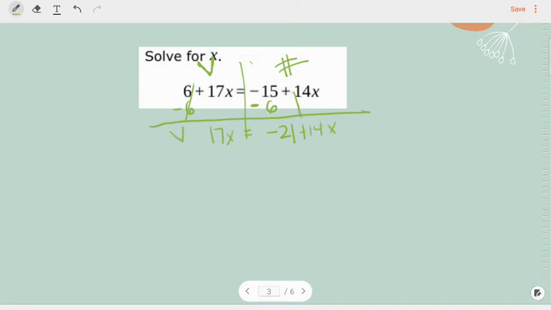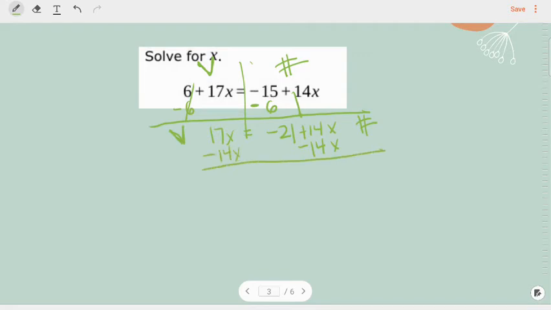Well, remember, this was my variable side, but this was supposed to be my plain old number side. What doesn't belong? The thing that doesn't belong is the thing with the variable. So I need to get rid of plus 14x. How do I get rid of it? Since it's a positive, I'm going to subtract it.